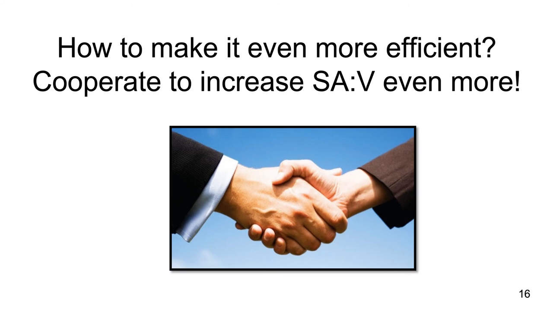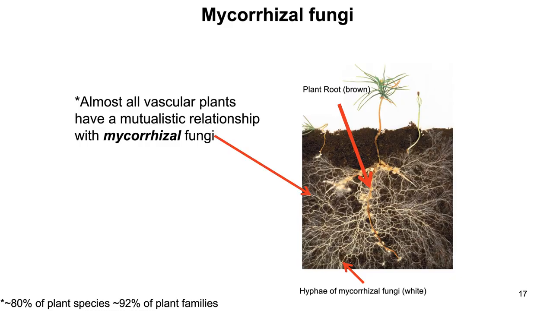So what do I mean by cooperation? Cooperation between who? Well, cooperation between a plant and these things called mycorrhizal fungi. Okay, so almost all vascular plants, so remember vascular plants, we're talking about the ferns, the gymnosperms, the angiosperms, have a mutualistic relationship with this stuff called mycorrhizal fungi.